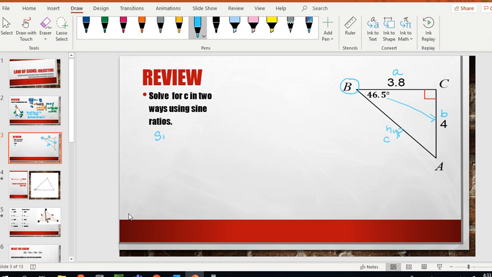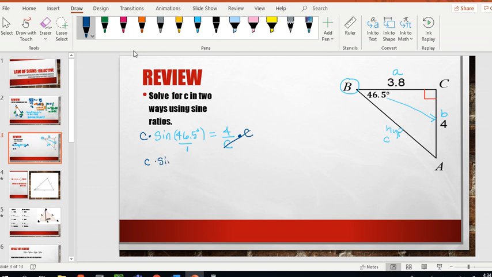So I know that sine of B, which is 46.5 degrees, sine of B equals opposite over hypotenuse, 4 over C. Now, I would like you to be able to solve this without changing it all into decimals. Now you can, and it'll work. But I'm going to multiply both sides by C. And then when I've done that, I've got this. So I'm going to rewrite that.